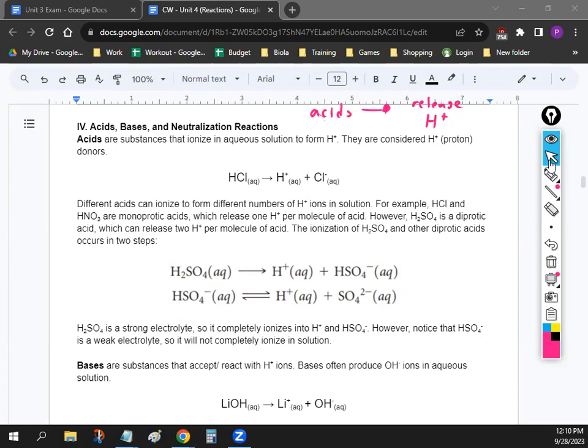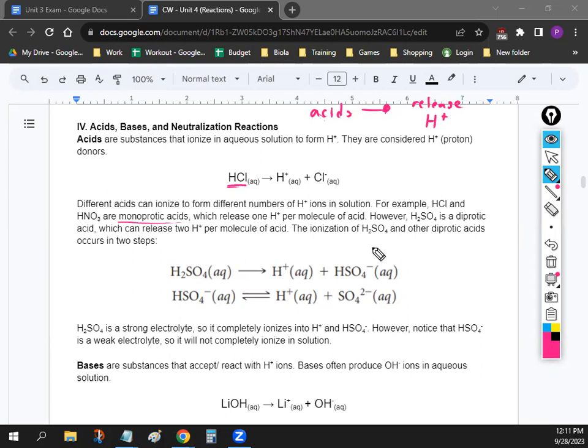So, different acids can release different amounts of H plus. Okay, so for example, you have this right here, HCl. How many H's does it have? One, so it can release one. These are called monoprotic because they can release mono, one. That sounds really bad. They can release mono. All right, they can give one H plus.